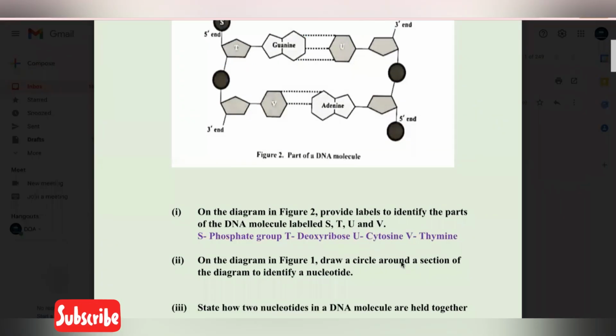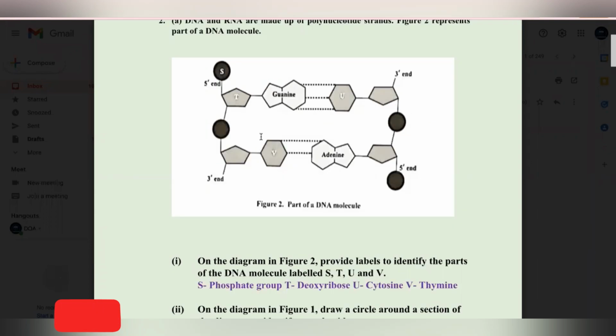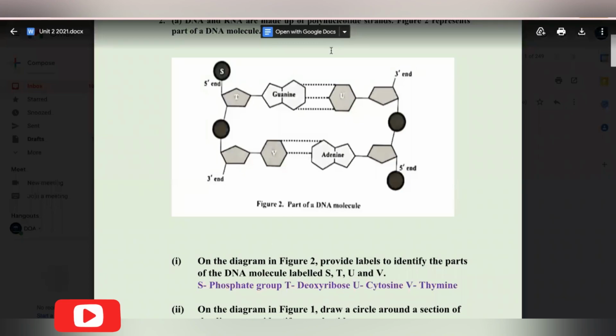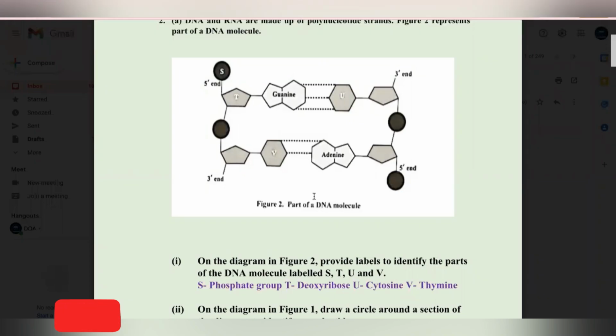Part 3, state how 2 nucleotides in a DNA molecule are held together. Students, I want you to be extremely careful with what the question is asking for. Individual nucleotides are held together via covalent bonds, right? But polynucleotide strands, the 2 actual strands of alternated sugar and phosphate molecules, they are held together via hydrogen bonds. Nucleotides are joined together using covalent bonds, right?